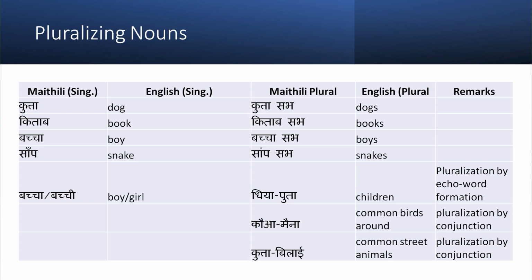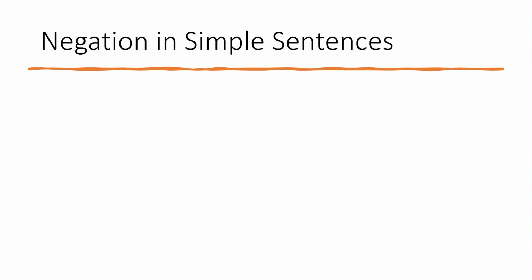There are also some specific words given to pluralize the thing. So, let us say for example, when you are saying boys and girls, you can simply denote it by saying dhiya puta. And when you are saying, let us say kawwa maina, it does not mean only kawwa and maina, it also means the other birds which are commonly found in the surrounding. When we say kutta bilai, which would mean the normal kind of pet animals that are found around. So, common street animals.